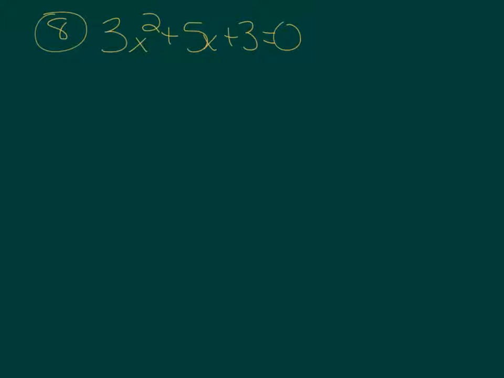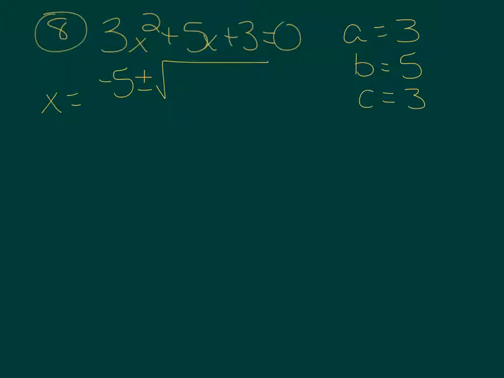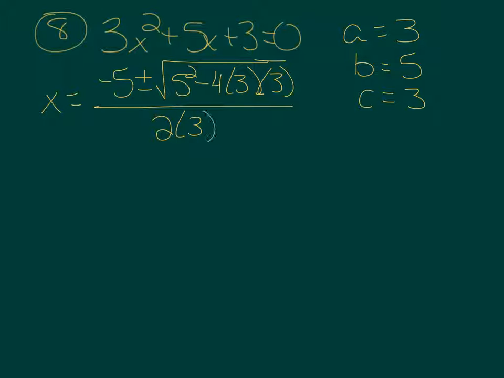Number 8, we're throwing it all the way back to 8th grade, and we're going to solve this using the quadratic formula. So we need to know a, we need to know b, and we need to know c, right? You can sing along if you want. I don't think I'll sing right now, but x is the opposite of b, plus or minus the square root of b squared minus 4 times a times c, all over 2 times a, which is 3.